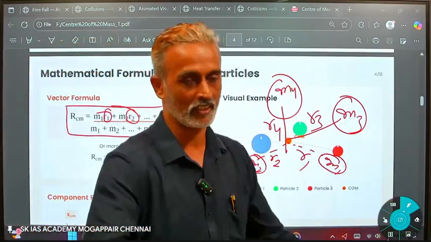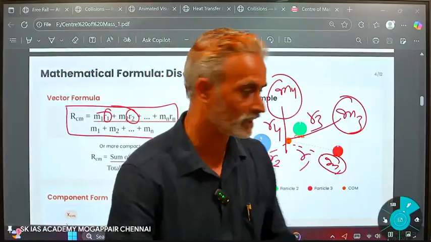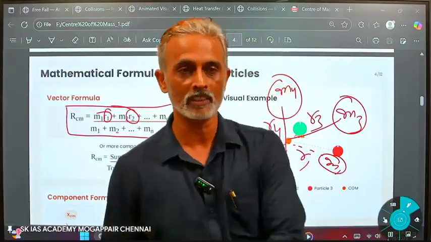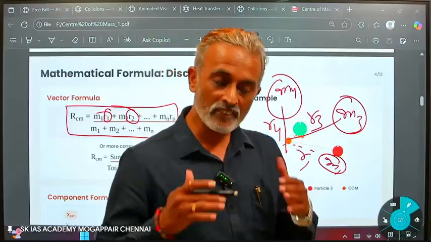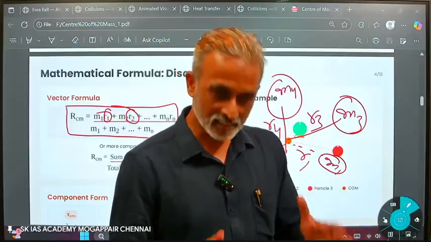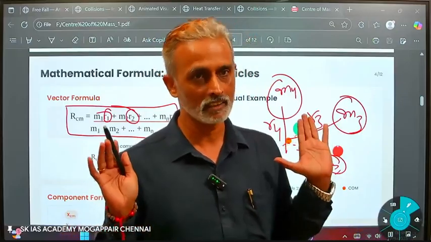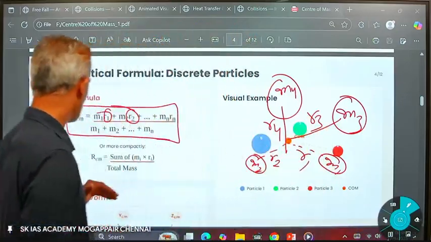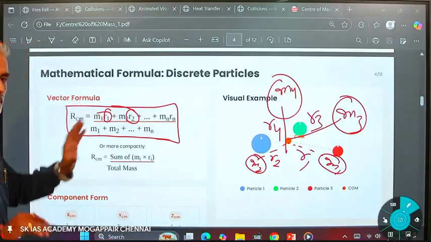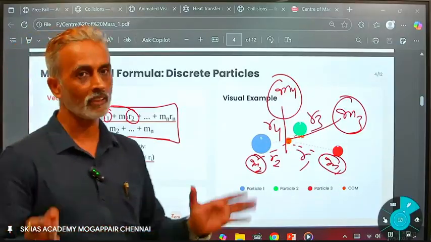Same way we will find the velocity center of the mass: M1 V1 plus M2 V2 plus up to. Same way we will find the acceleration center of the mass. Okay, so this concept comes to the center of the mass.